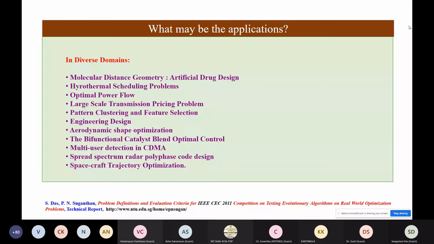That is what these meta-heuristic type algorithms are supposed to do. And real parameter optimizers come from many different, diverse domains of science and technology.